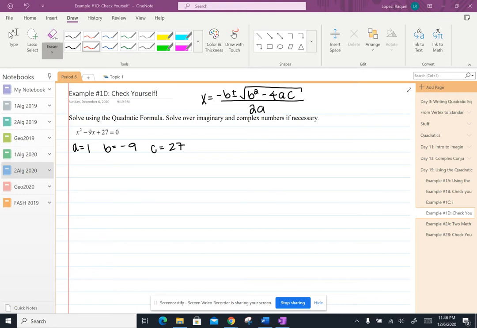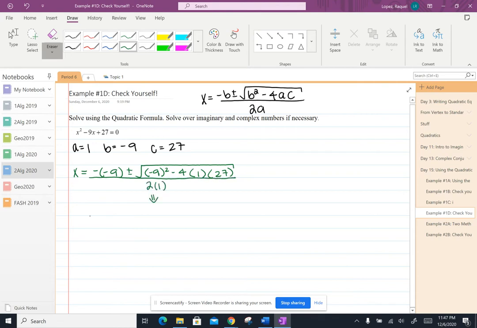I've already identified my a, b, and c for this quadratic equation. I didn't need to move anything around because it's already set equal to 0. So I can just go ahead and substitute the values into my quadratic formula. So I get x equals negative, and I'm going to write -9 plus or minus the square root of -9 squared minus 4 times a, which is 1, times c, which is 27, all over 2 times 1.